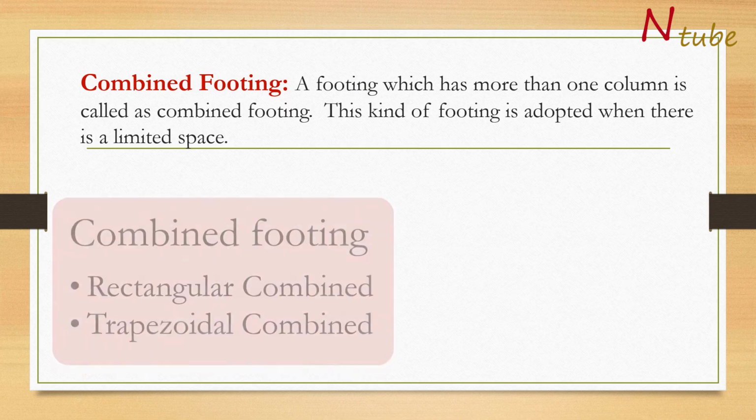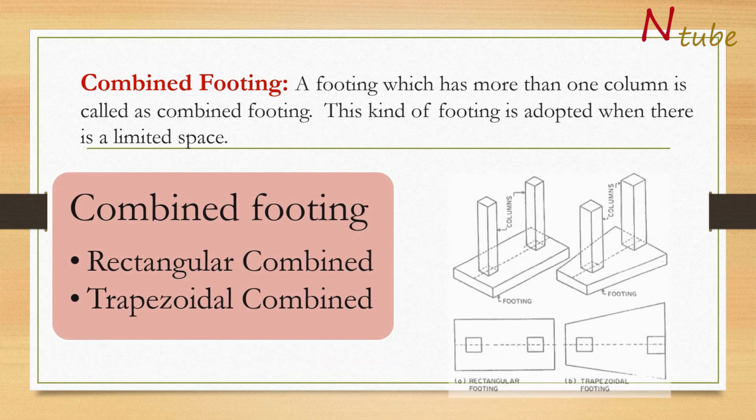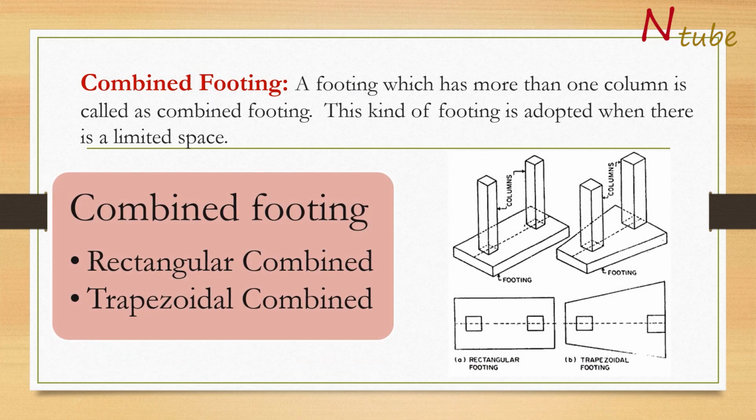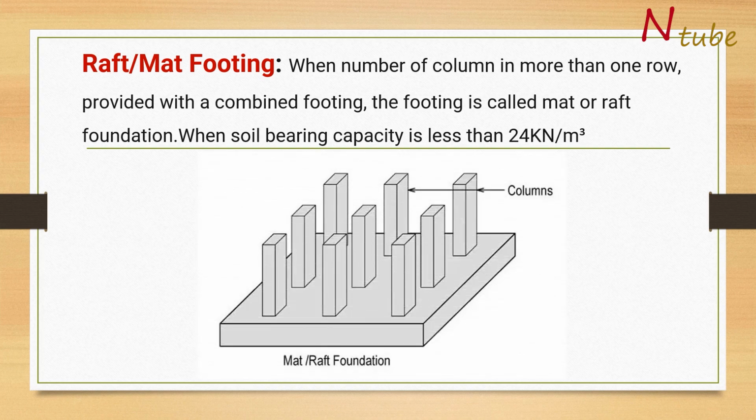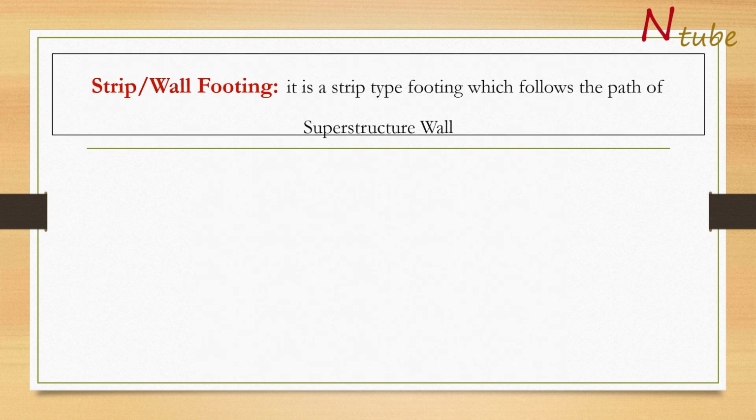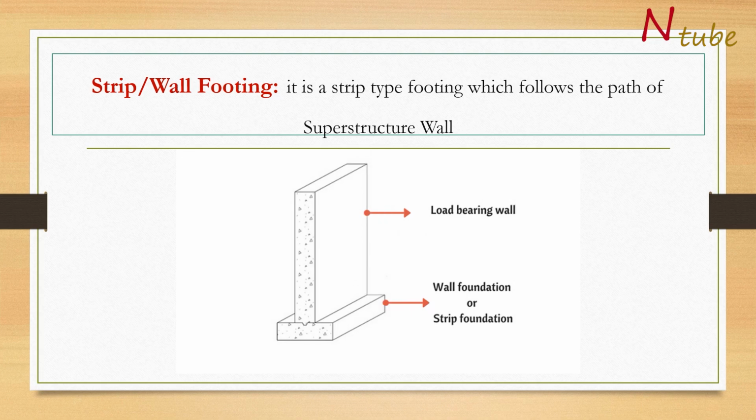Combined footing. A footing which has more than one column is called a combined footing. This kind of footing is adopted when there is limited space. Raft or mat footing. When columns are in more than one row and provided with a combined footing, the footing is called a mat or raft foundation. It is used when soil bearing capacity is low. Strip or wall footing. It is a strip-type footing which follows the path of the superstructure wall.